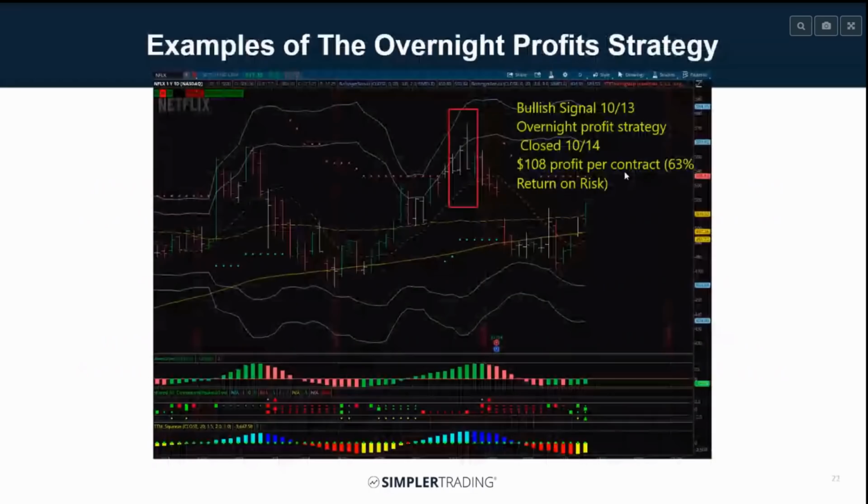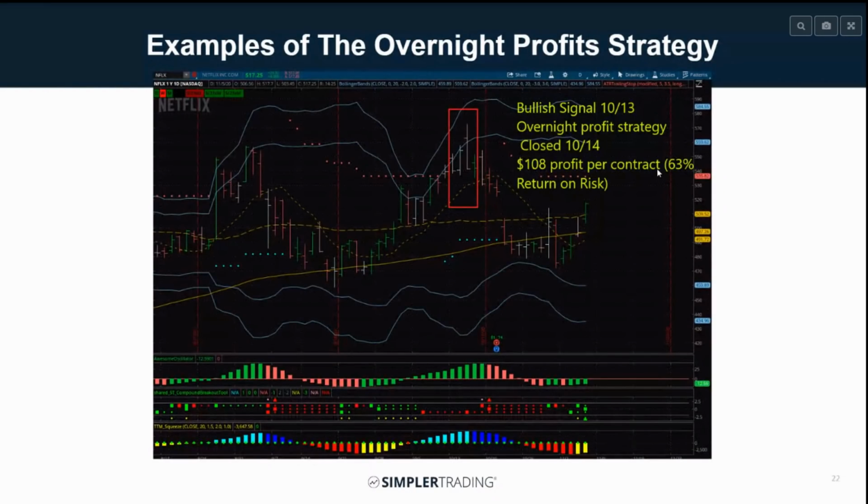So here's another example of the overnight profit strategy, this time from the daily chart on Netflix. Once again, a recent trade, I took it off the bullish signal that printed on the 13th. Used the overnight profit strategy, closed it out the next morning for a $108 profit per contract. It was a 63% return on my risk. And that was my good till cancel.